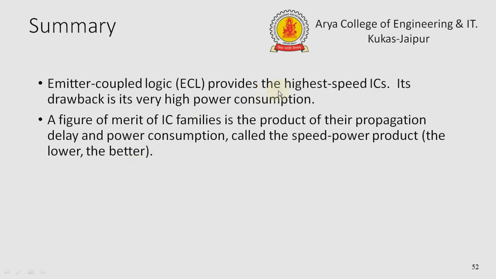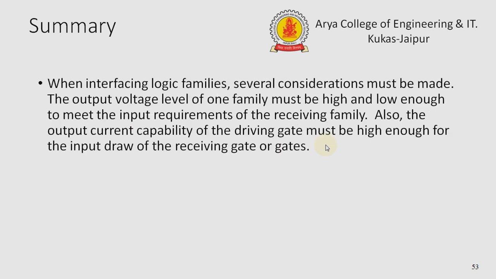ECL provides the highest speed ICs. Its drawback is its very high power consumption. A figure of merit of an IC family is the product of its propagation delay and power consumption. It is called the speed power product, and the lower the better.